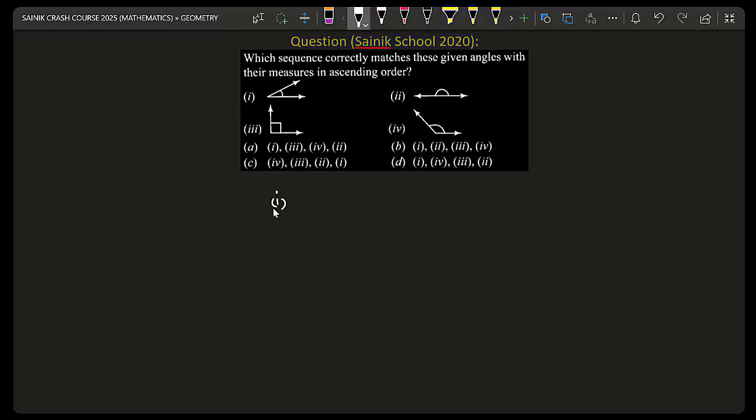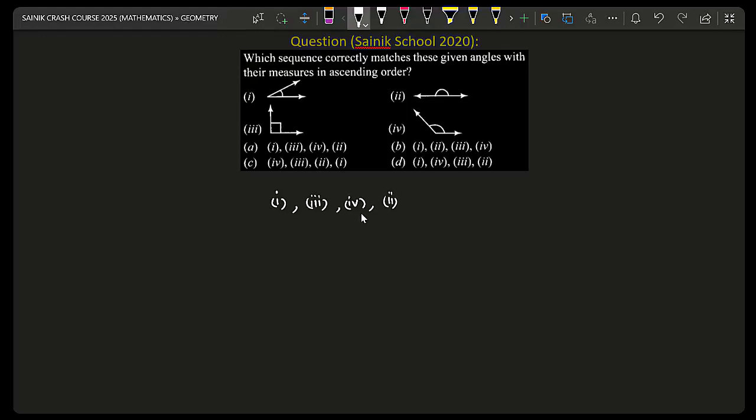After that? 3. Do you know the type of that angle? Right angle. After that? 4. Which type of angle is 4? Obtuse angle. Very good. And the last one? 2. Which type of angle is that? Straight angle.